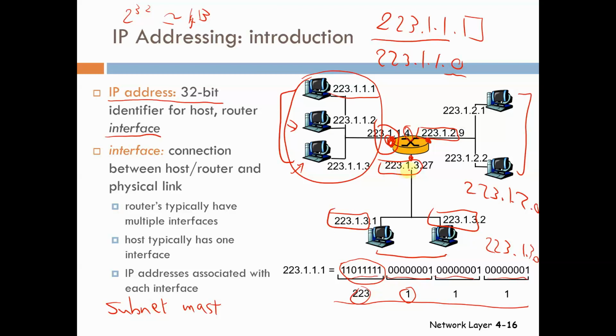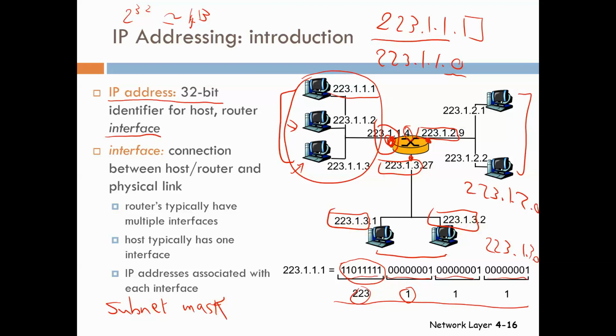And also 223.1.3.27, 223.1.3.2, and 223.1.3.1 are a third subnet. So the figure that you see here in the slide has three subnets. It's one router connecting three smaller networks or three sub-networks.